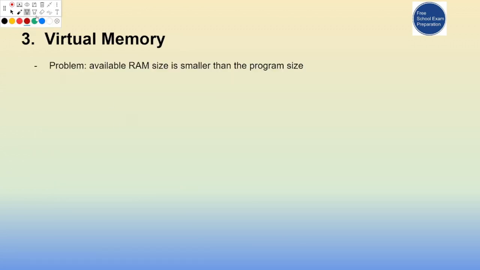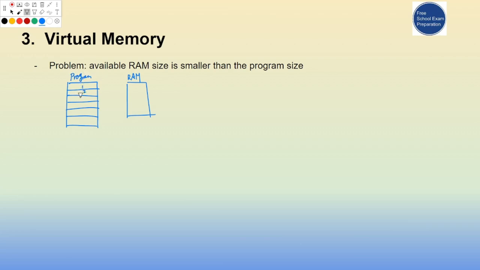Okay, so now let's take a look at virtual memory. Think about a situation. For example, I have a very large program. This is RAM here, and this program has, let's say, 6 pages. One page means one block of data that can be loaded into RAM or loaded out from the RAM. So this is my program.